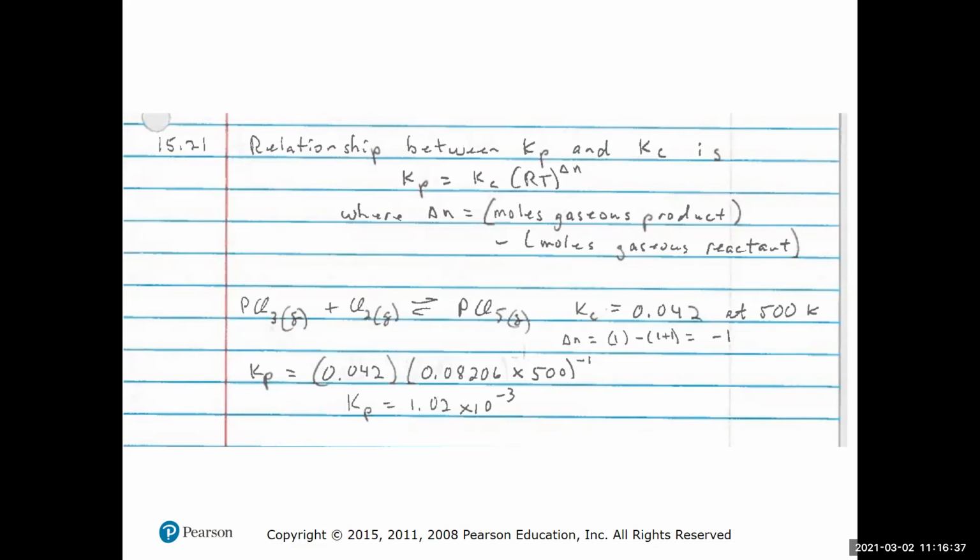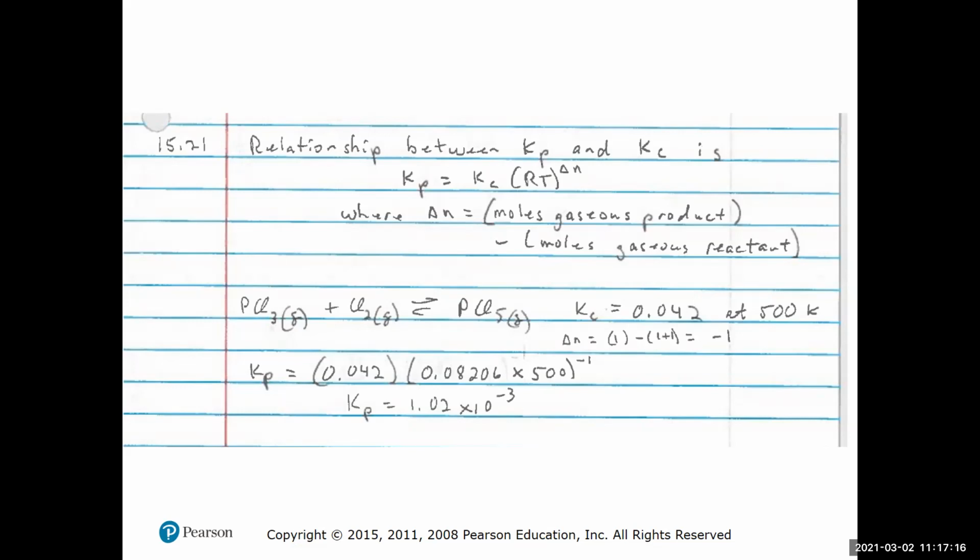So we want to look at our balanced chemical equation, and we see it's PCl3 plus Cl2 going to PCl5. So for our delta N, we wanted moles of product. We've got 1 mole formed from 1 plus 1, which is 2 moles of reactants. So for our delta N, 1 mole of products minus 1 plus 1 gives us minus 1 for that delta N value. So we've got our delta N value.